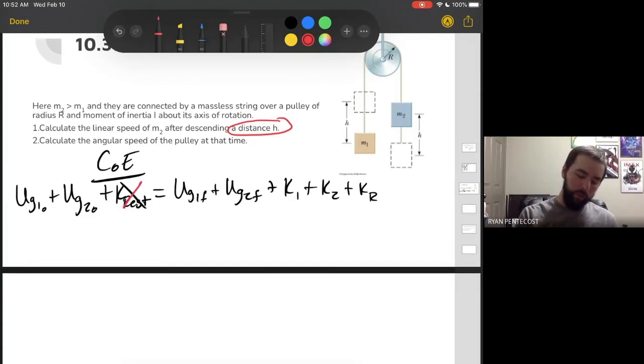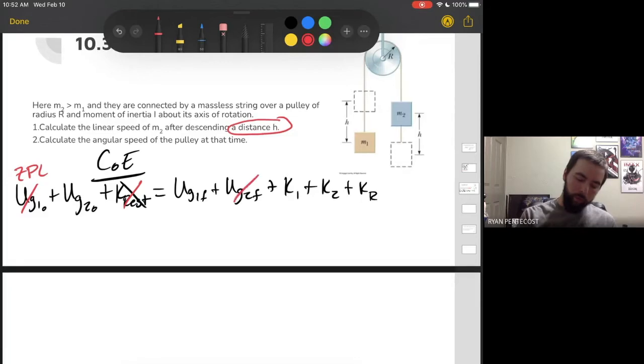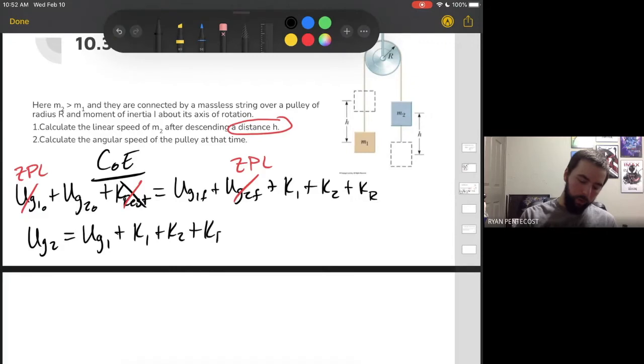Now let's start establishing what is going to be our ZPLs. We've already established one. The kinetic energies in the initial case are at rest. So M1 is at its lowest point initially, so we'll call that its ZPL. M2 is at its lowest point finally, so we'll call that its ZPL. So if we rewrite this problem, you've got UG2 equals UG1 plus K1 plus K2 plus KR.